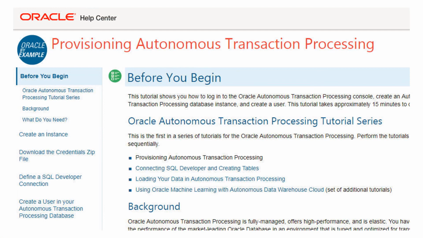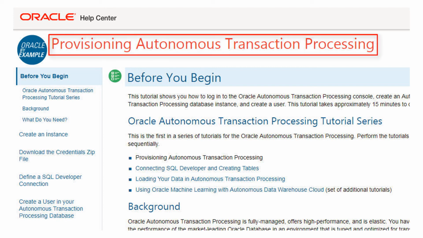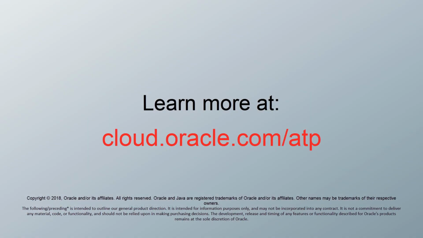For detailed steps on performing the example shown in this video, go to the Oracle Learning Library and open the tutorial named Provisioning Autonomous Transaction Processing. Learn more at cloud.oracle.com/ATP.